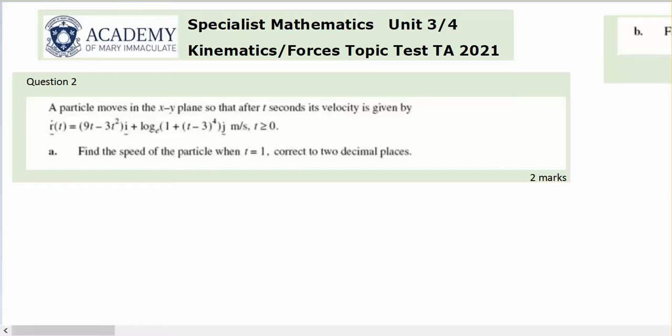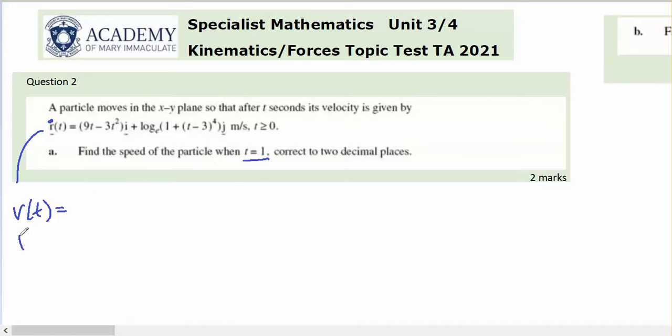Question 2 in the 2021 Kinematics Topic Test. A particle moves in the xy plane such that, so I have an i component and a j component, and that's r dot. Therefore, that is velocity is going to be that. I've got to find the speed when t equals 1.